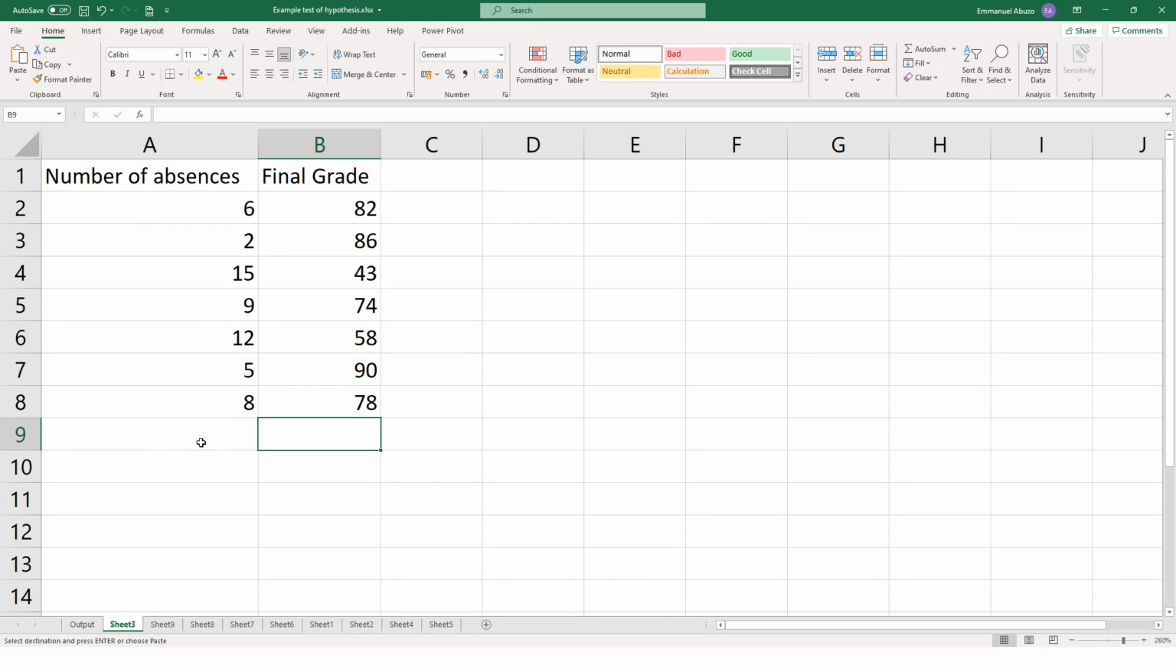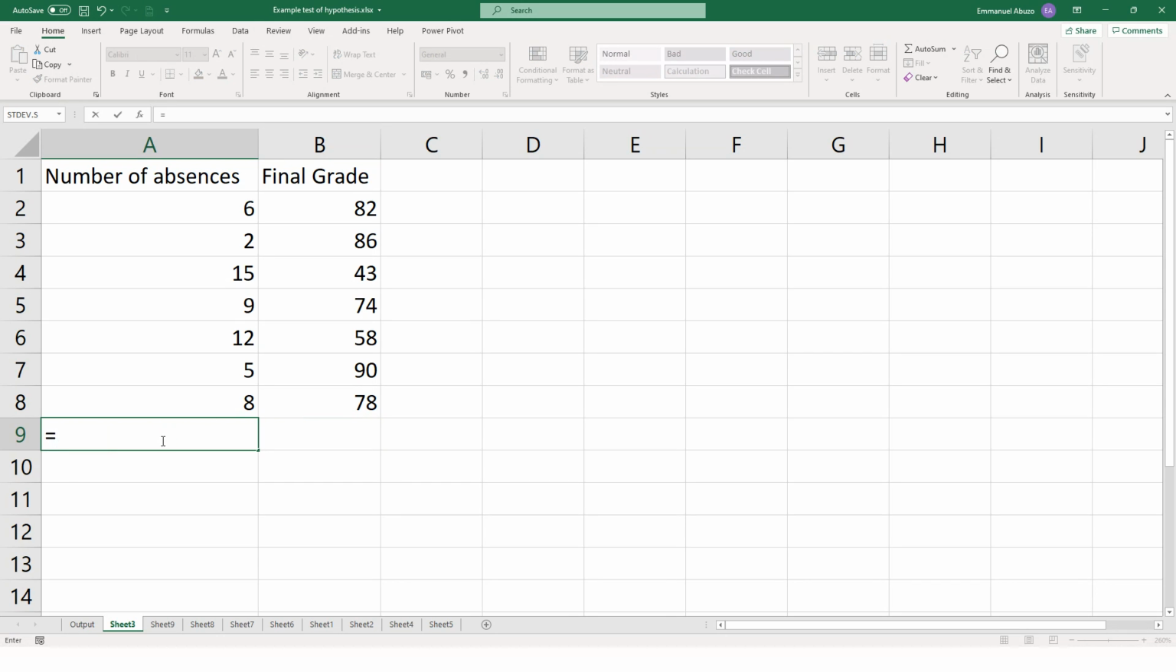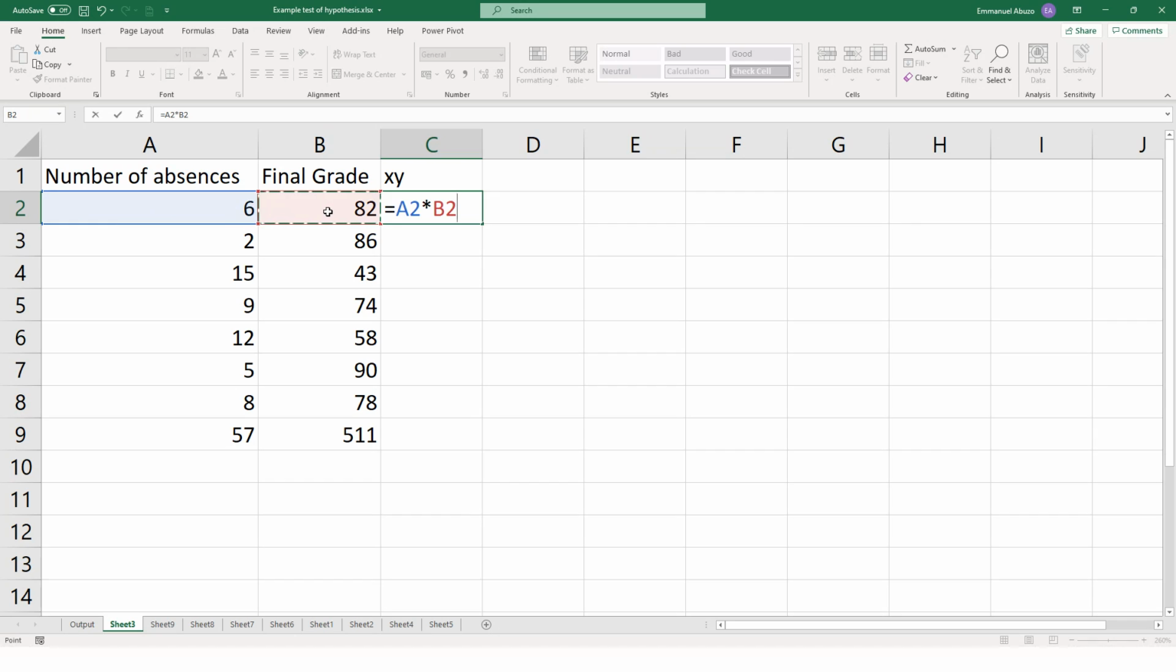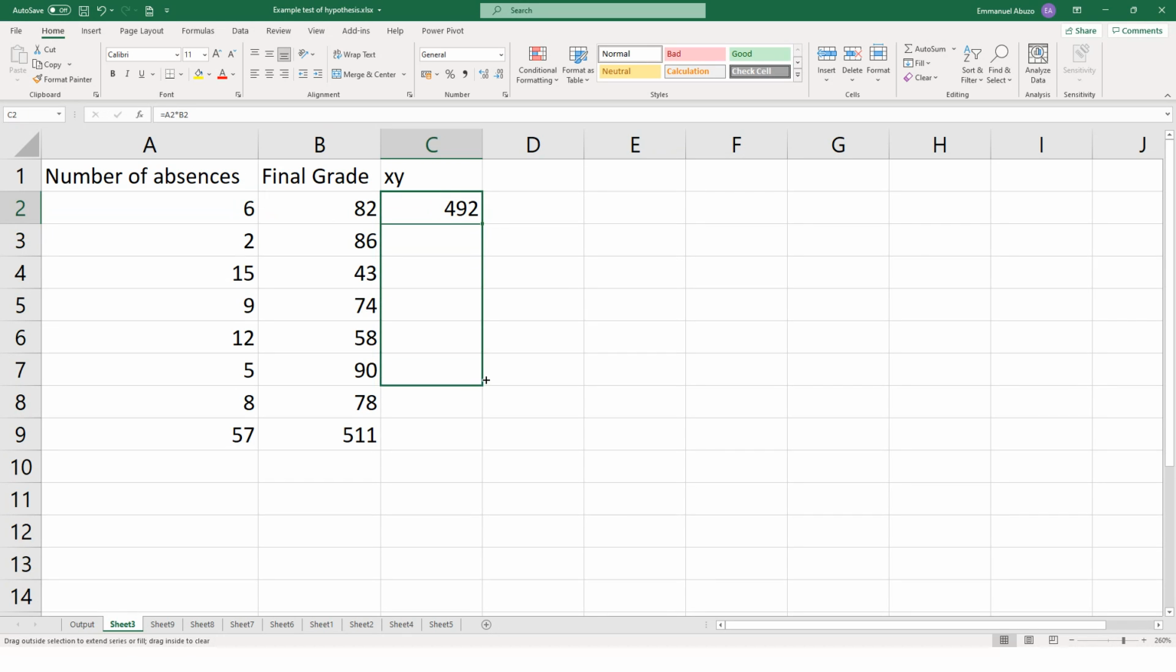So for that, we are going to have equal sign, sum, open parentheses, then highlight those numbers, then close, and then we have that one, and then we have this one. Then let's try to multiply our x and y. To do that, we're going to have equal sign, the number of absences times the final grade, and then highlight. So that will be our x and y, and then let's add those numbers.